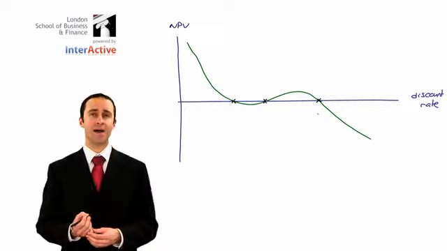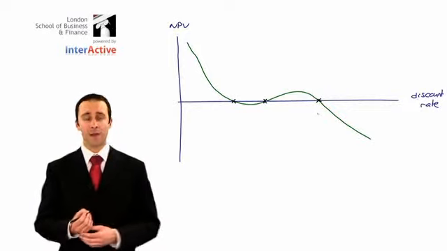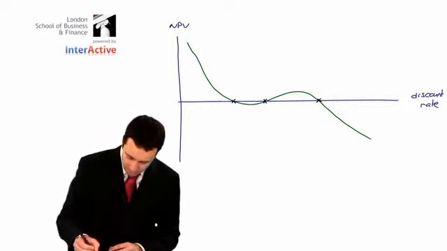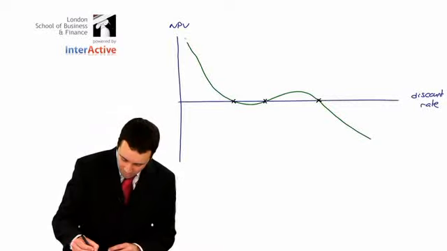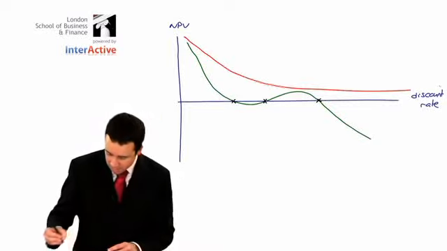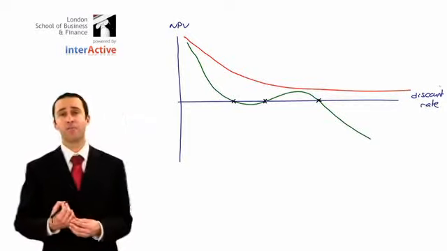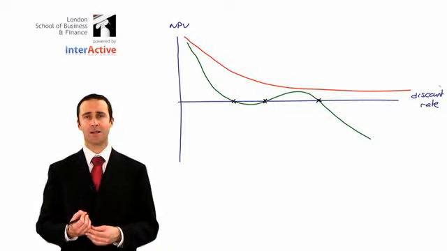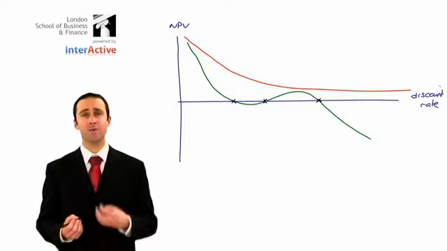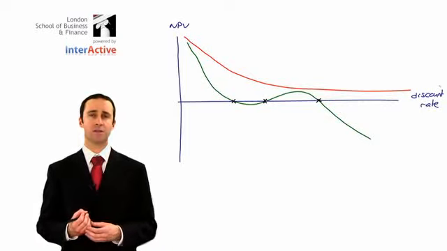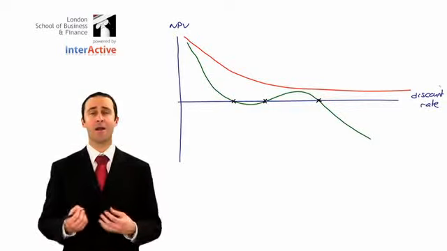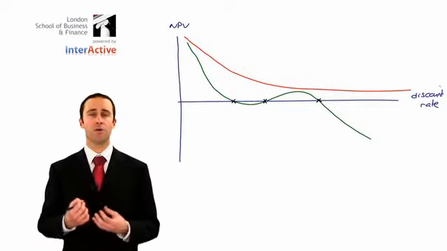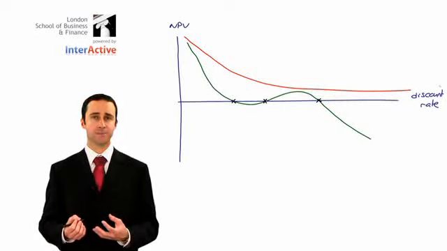The second limitation that we have is that there may be no internal rate of return. What we could have is a project whereby the project curve never actually crosses the discount rate axis. If that's the case, we do not have an internal rate of return. If that's the case, we can't appraise the project using your IRR.